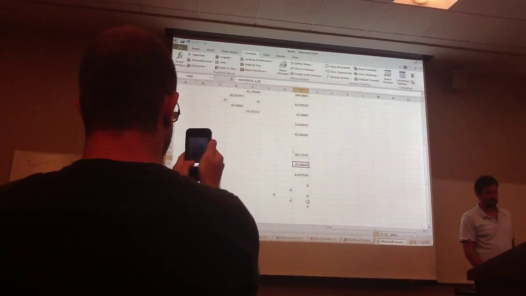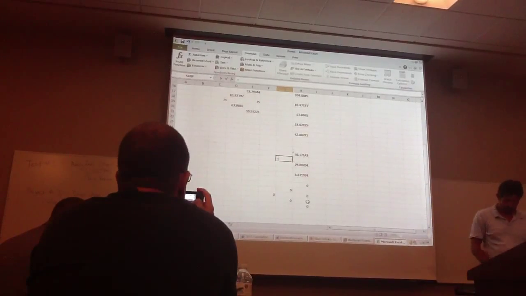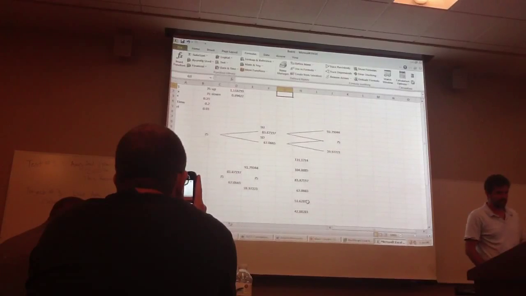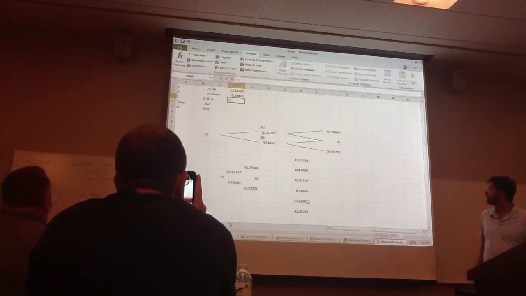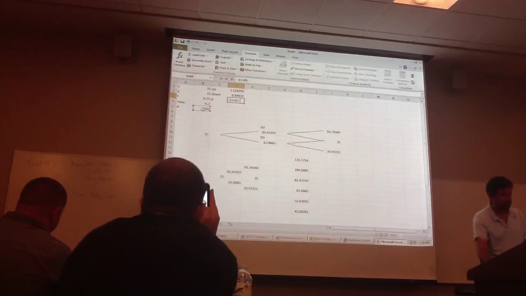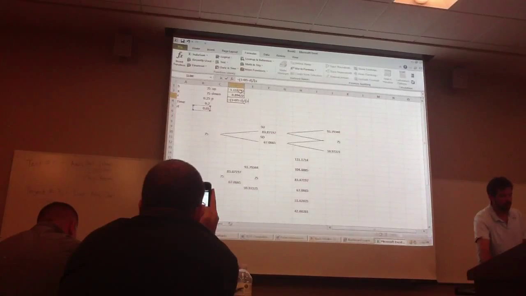And then starting up here, we say equals. And let's do this all in one step, so we would say equals, oh, we need P star, right? Steps: find P star. Let's call this P star. P equals 1 plus the risk-free rate minus the down divided by the up minus the down.